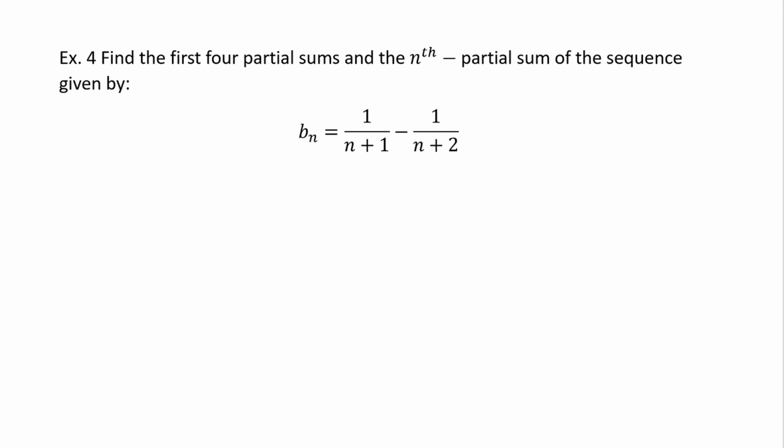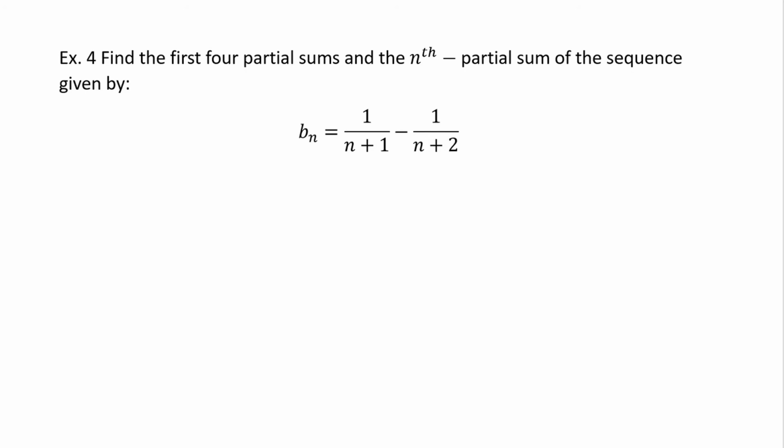Find the first 4 partial sums and the nth partial sum of the sequence given by B sub n equals 1 over the quantity n plus 1 minus 1 over the quantity n plus 2. In order to find partial sums, we have to first find the specific terms of the sequence.